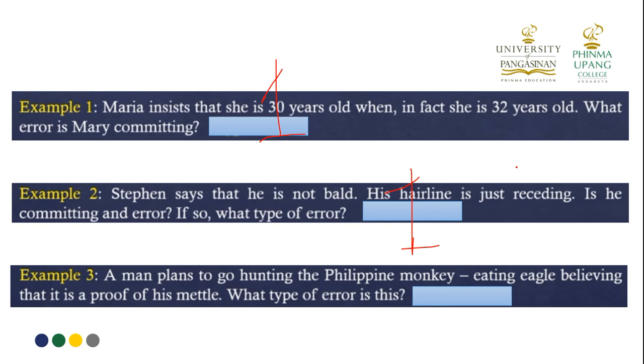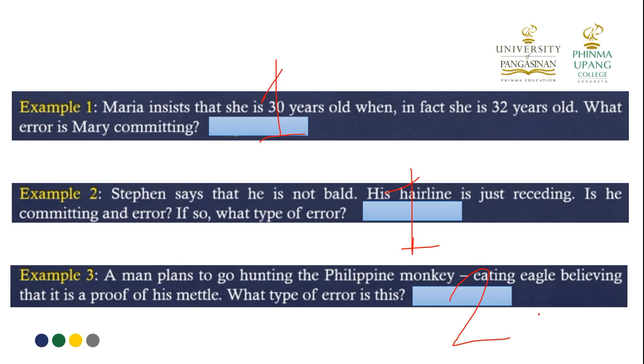Ganun ba yun sa number 2? Hindi. In denial stage siya po. You are rejecting the truth. Di ba? How about number 3? Type 1 or type 2? Type 2 po. Type 2. In number 3, type 2 rather.